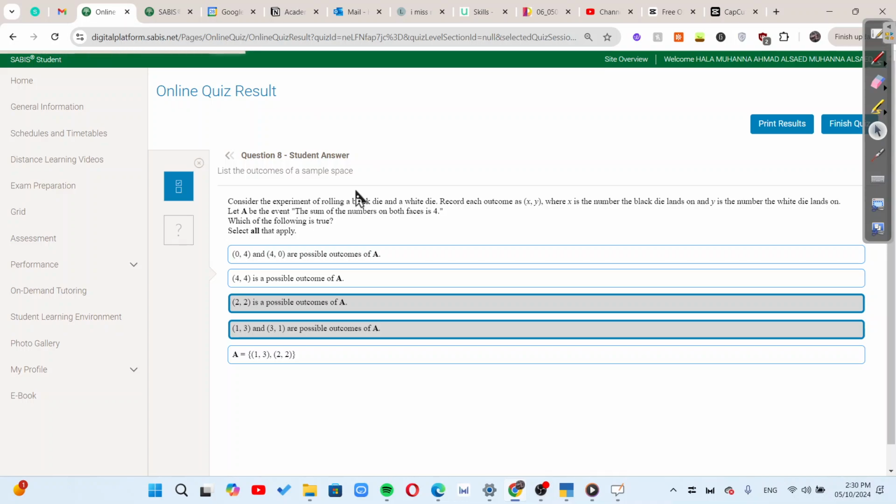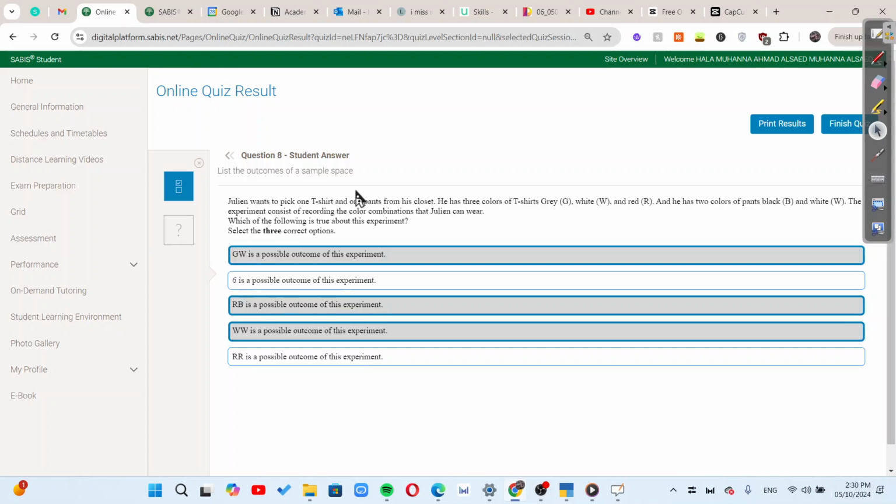So this is your last question. Julian wants to pick one t-shirt and one pair of pants from his closet. He has 3 colors of t-shirt and 2 colors of pants. When you have t-shirts and pants, you have to go in the order they gave it to you. So can you have gray shirt and white pants? Yes, Julian does have a gray shirt and white pants in his closet. So gray white is a possible outcome of this experiment.